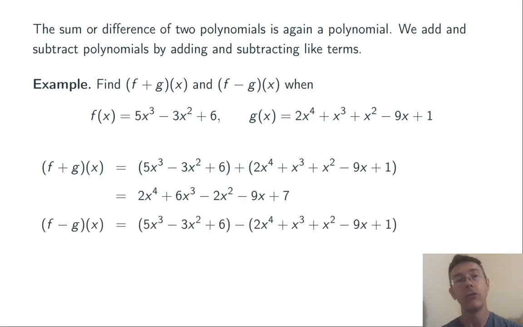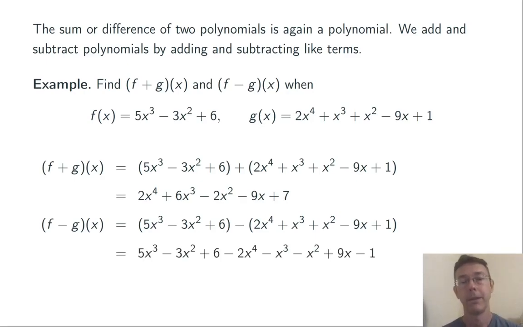For f minus g, the parentheses become a little bit more important. I need to subtract all of the terms in g, not just the leading term. And so when I actually carry out that subtraction, the very first thing I want to do is to distribute the negative sign. Negative 2x to the fourth minus x to the third minus x squared, and so on. Now, as before, I'm combining like terms. Negative 2x to the fourth plus 4x to the third, and so on.